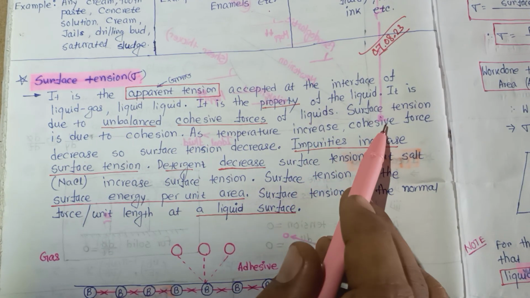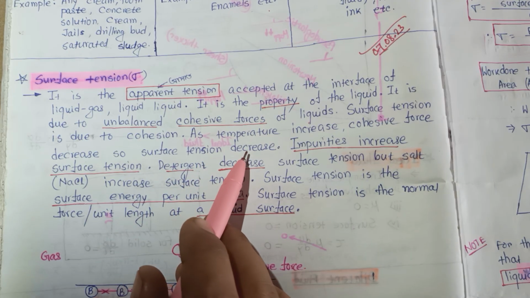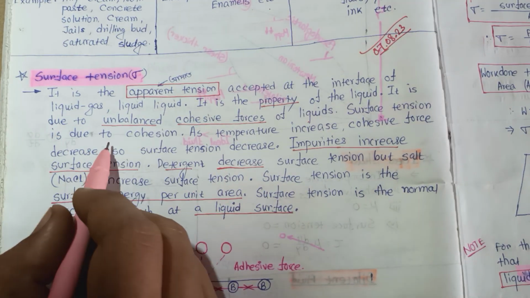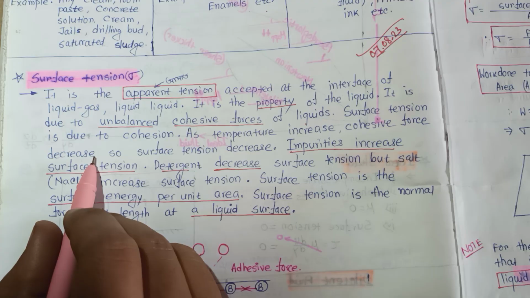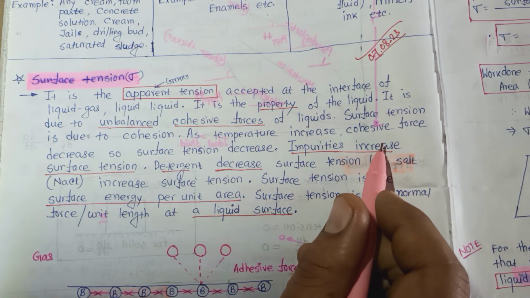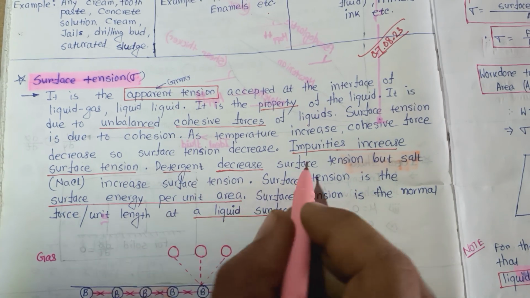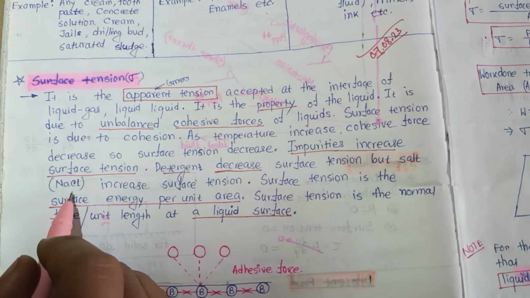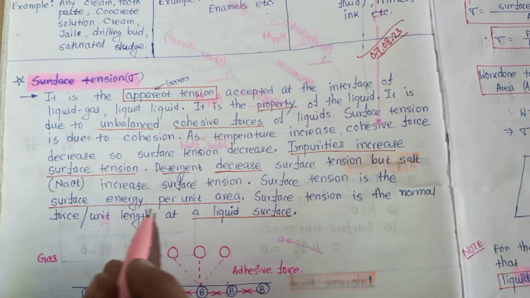As temperature increases the cohesive force decreases, so surface tension decreases. With respect to temperature, surface tension is due to cohesion, so if the temperature increases then the cohesive force decreases. As for impurities, detergent decreases the surface tension, but salt, that is NaCl, increases surface tension.